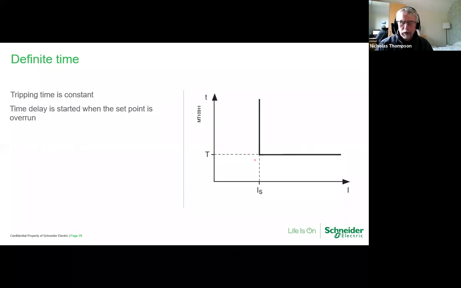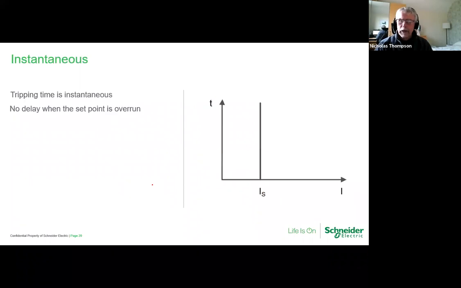Now, there are two others I've already mentioned. One is definite time. So this is the shape of the curve. So we put a set point there, and then we put a time delay on it. So as soon as we hit the set point or exceed it, it's going to be a constant time, irrespective of what the current is going to be. So that's typically what you might find in your mix of curves.